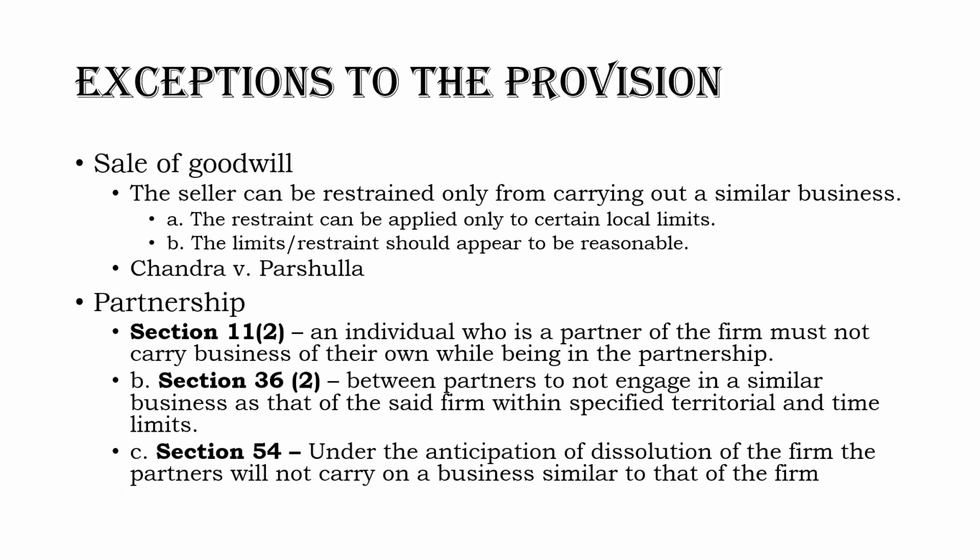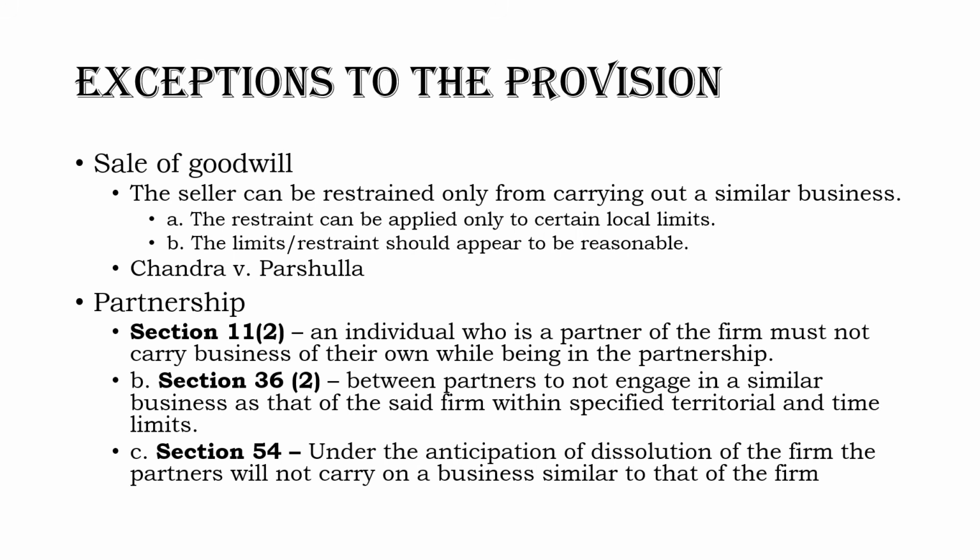There are exceptions to the provision. The first one is sale of goodwill. Goodwill is nothing but the capacity of a company to retain its own clients, and it deals with reputation and brand value. Along with sale of goodwill, the contract can state that the seller has been restrained from carrying out a similar business for a period of time as well as for a particular geographical location.